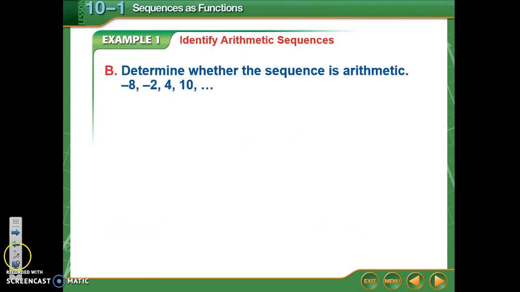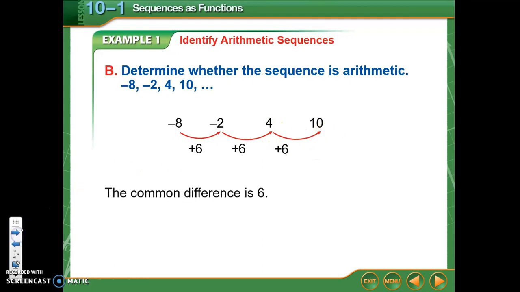Now if we look at this one, we start to analyze it. Each of these has a common difference of 6. I add 6 to get to here. I add 6 to get from -2 to 4. I add 6 from 4 to 10. So this is an arithmetic sequence, and it has a common difference of 6.